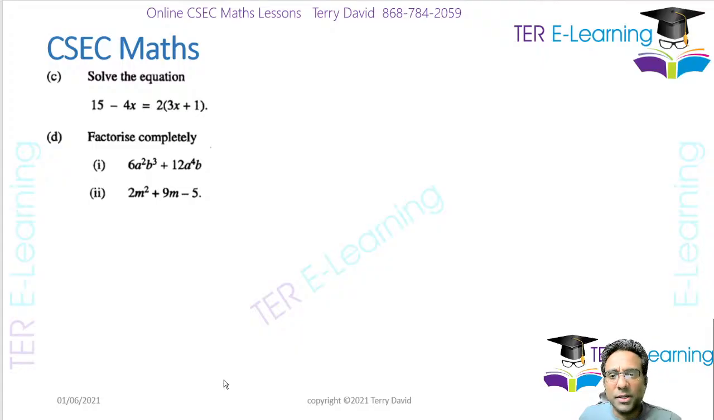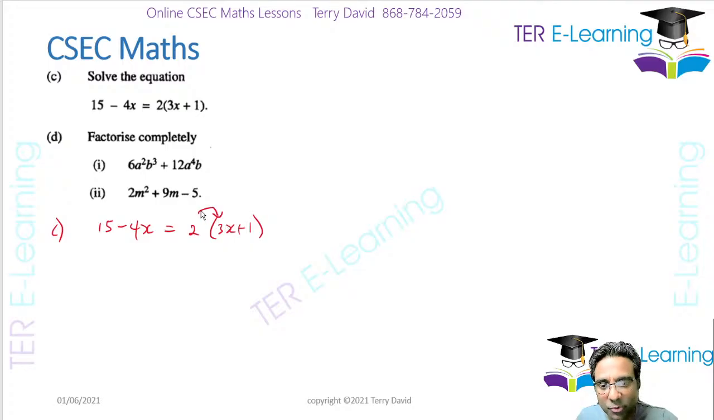All right, so let's look at this next one. In part C, they want us to solve this equation: 15 minus 4x is equal to 2, open brackets, 3x plus 1. That's what they want us to solve. So we need to get rid of that bracket. This is going to cause us some trouble, so we need to remove that bracket on the right-hand side.